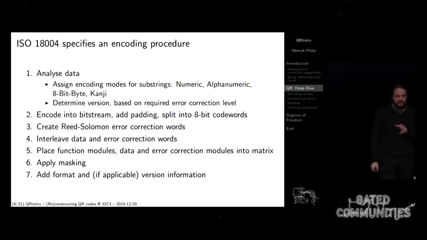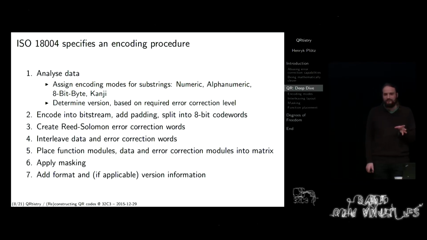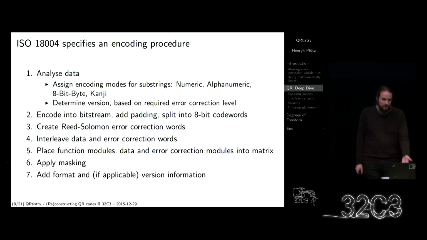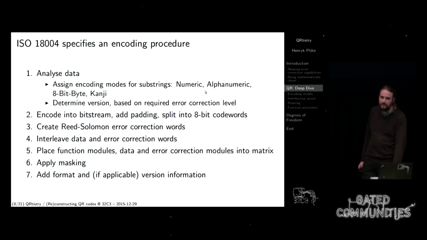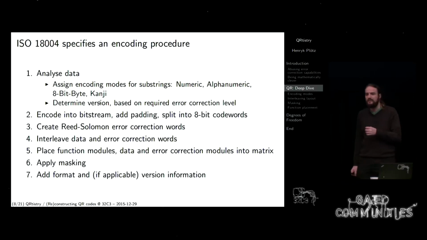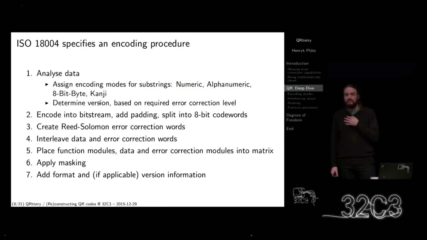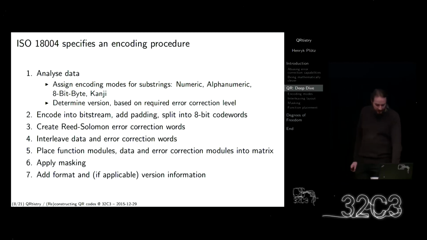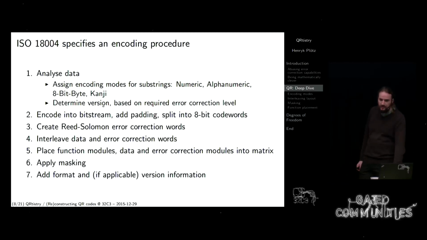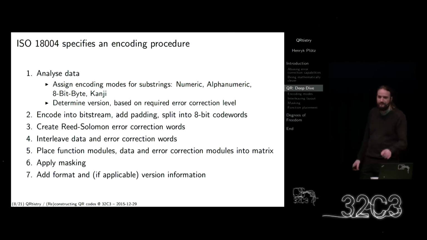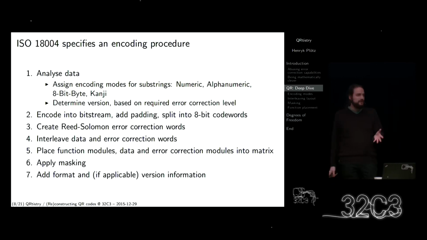The ISO standard specifies the encoding procedure. Turns out that also what I didn't notice before is that there are 4 different encoding modes: numeric, alphanumeric, 8-bit bytes, and kanji. Like I said, this originates from Asia. Then you have to determine the version. I'm telling you a little bit about that later. This is then encoded into a bit stream.